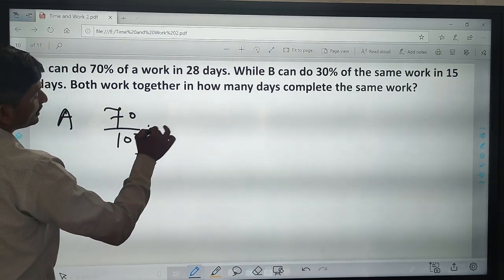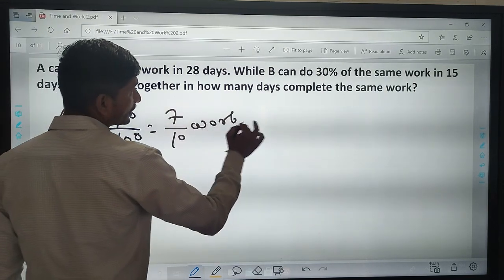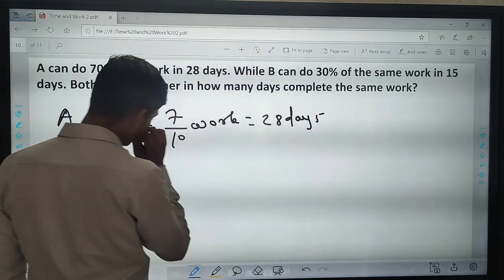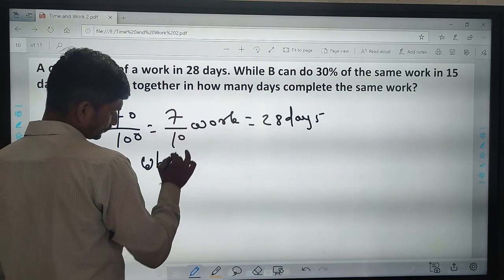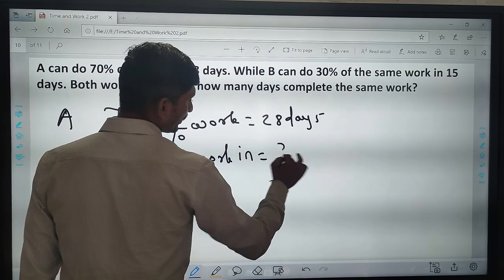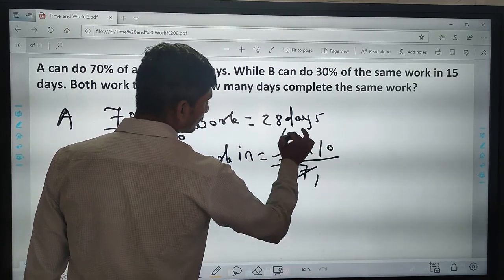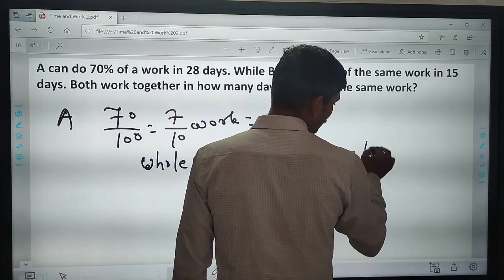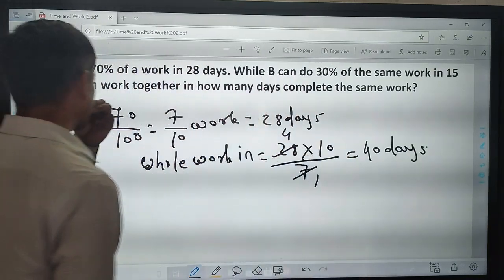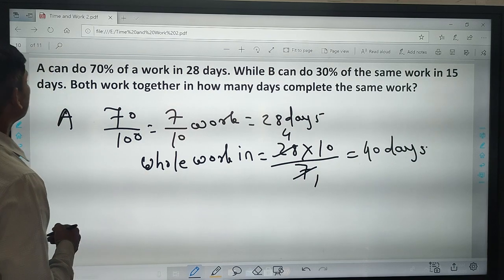70% means 70 divided by 100, that is 7 by 10 work in 28 days. So the whole work in 28 into 10 divided by 7, that is 4 into 10, 40 days. A can complete the whole work in 40 days, while B can do 30% of the same work in 15 days.